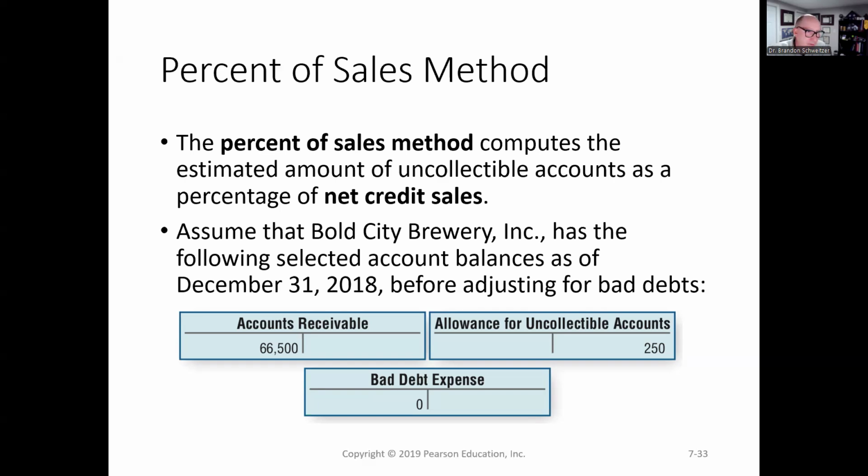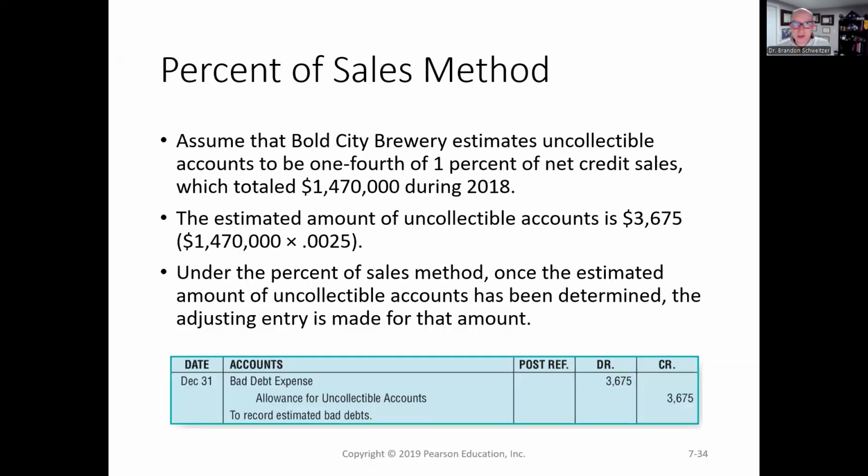So here we have some information for our company. We have our accounts receivable, bad debt expense, and allowance for doubtful accounts. Accounts receivable, we have a balance of 66,500. Allowance for doubtful accounts 250. Bad debt expense 0.